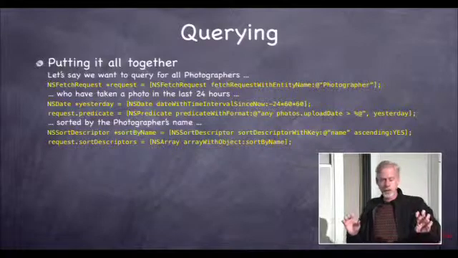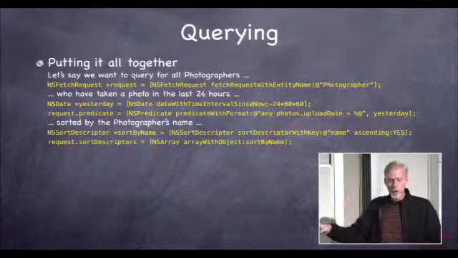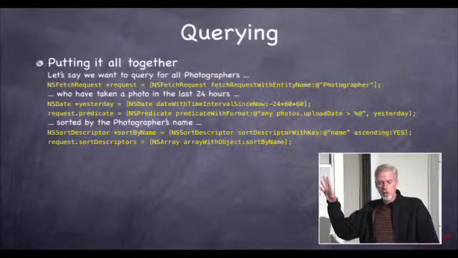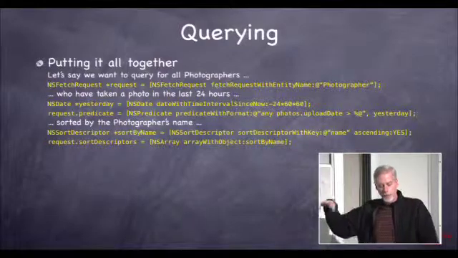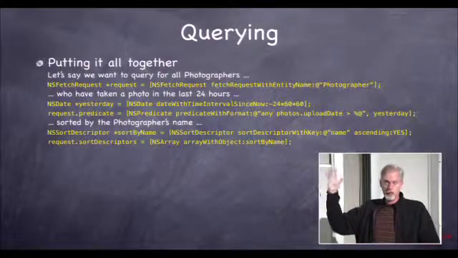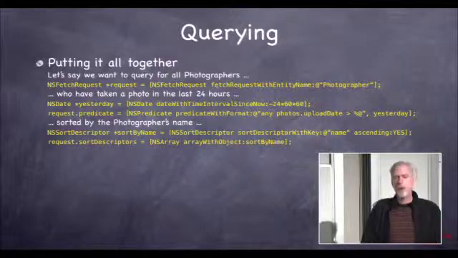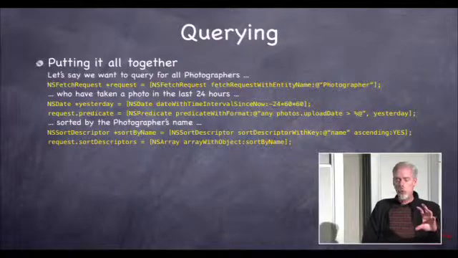And I'm querying for photographers here. Then I'm going to sort by the photographer's name by creating a sort descriptor with the key as name. And then I'm going to create an array with just one object in it, which is that sort descriptor, and set that on my request. Okay? So now I've got this request.